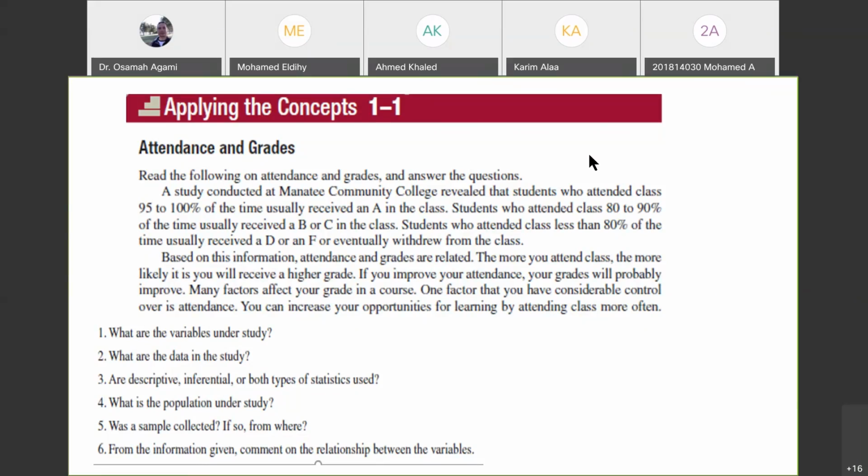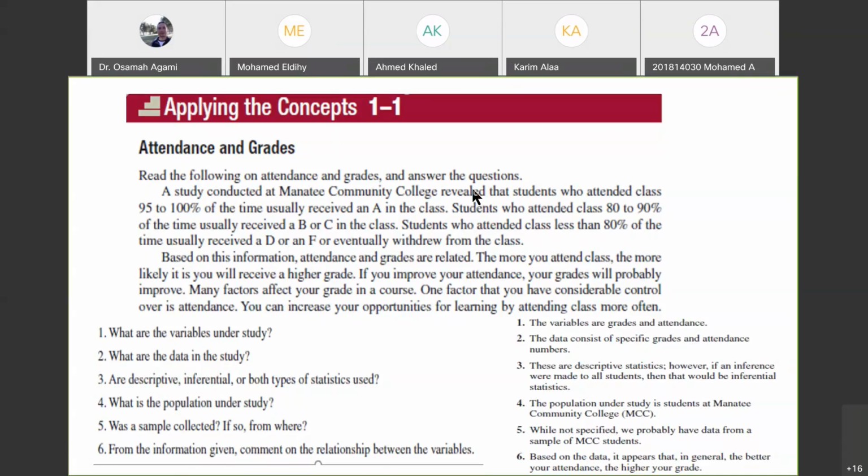Yes. What are the variables under study? The grades and the attendance, as Omar answered us, right? He said the answer is grades and attendance are the variables under study. Question number 2, please. What are the data in the slide? So this is the right answer: variables are grades and attendance. The data consists of specific grades and attendance, because the data is the data for the variables, right? And the third question: are they descriptive, inferential, or both types of statistics? This is only descriptive.